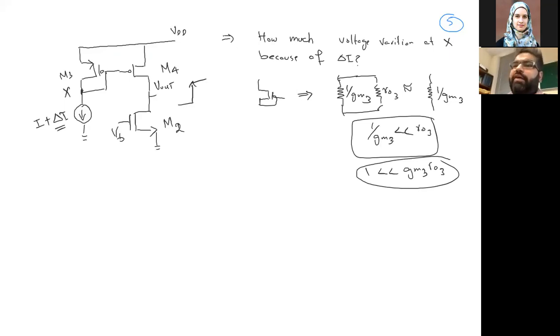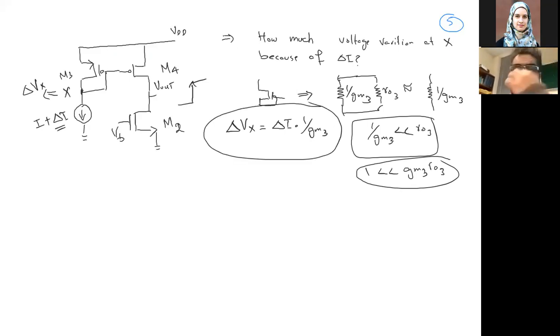So what will be the delta Vx at this node X? The variation will definitely be delta Vx. We know the current flowing is delta I, and the delta I is going through 1 over GM3. So delta Vx is delta I times 1 over GM3. That will be the variation we note at this point. So it is clear that delta I by GM is the variation we can observe. But the interesting thing is, what is the variation delta V out because of this small change?